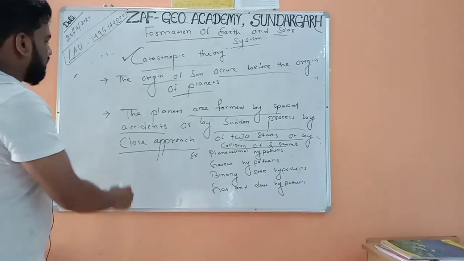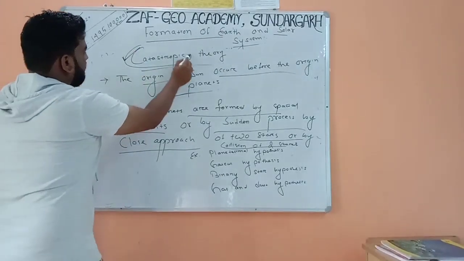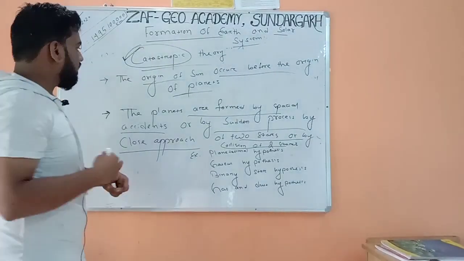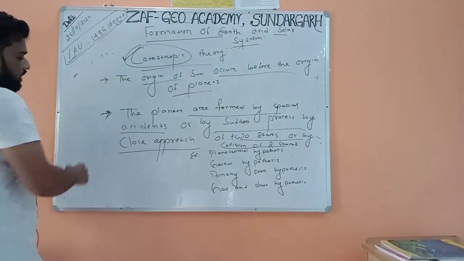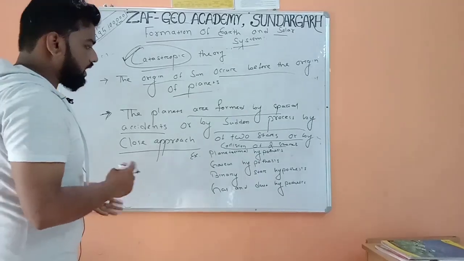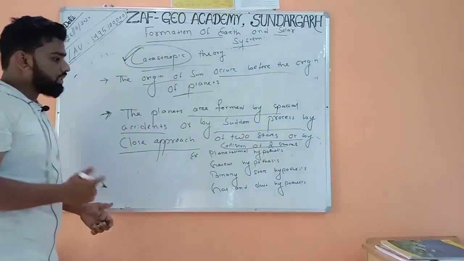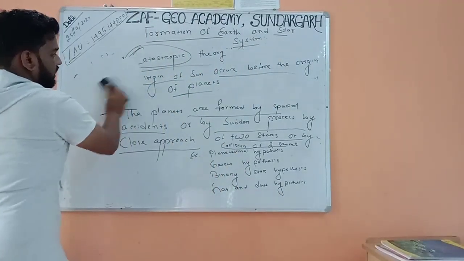According to catastrophic theory, catastrophic means some accident will happen, some collision will happen. So here the collision or close approach of two stars happens. What will happen if two stars come closer to each other? Let's discuss it.